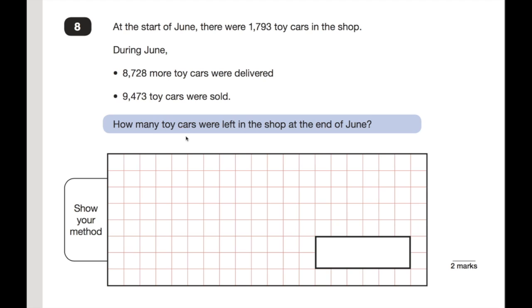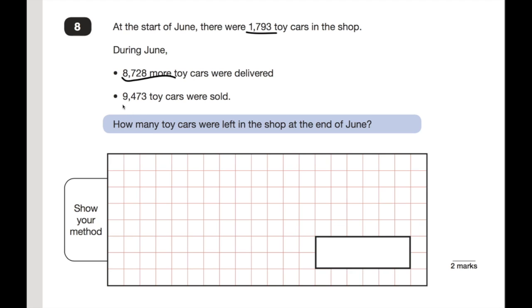Okay, for number 8, it's involving quite a lot of reading and picking out the important information. It says, at the start of June, there were 1,793 toy cars in the shop. That's important, so I'm going to just underline that so I remember it. During June, 8,728 more toy cars were delivered. Now the word more there is also important, but so is this number, so I'm going to underline that too. If they've got 8,728 more, well, we know that's on top of the number that we've already got.